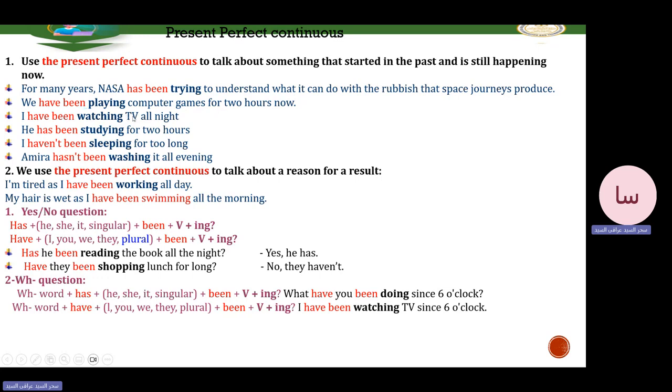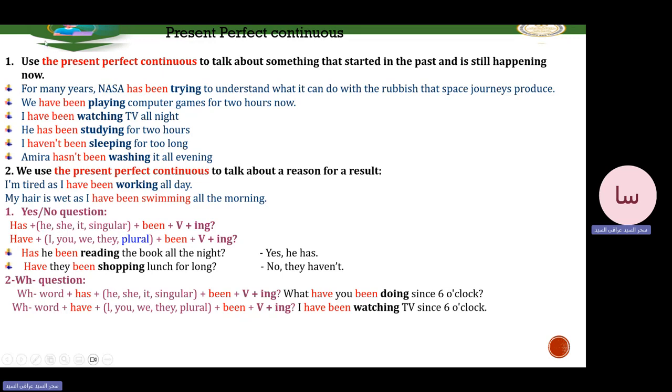I have been watching TV all night. He has been studying for 2 hours. I haven't been sleeping for too long. Amira hasn't been washing it all the evening. Oh, so the focus here in this sentence, how long? It talks about how long is the period they take to do the action.